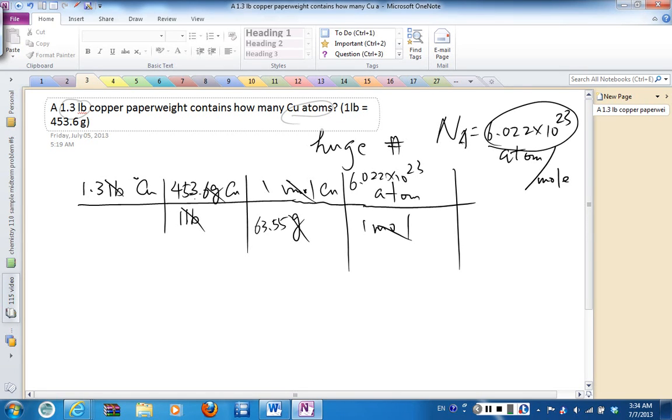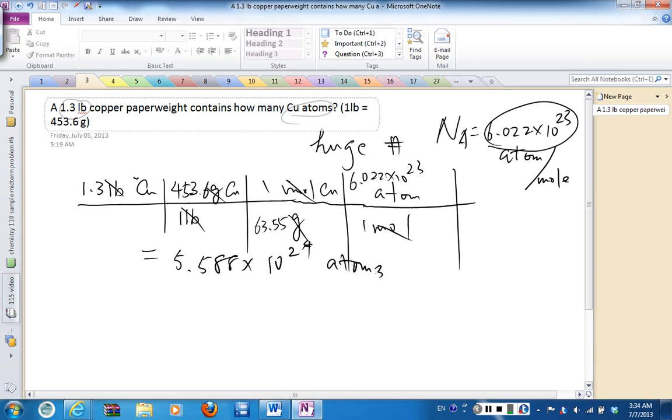1.3 times 453.6 times 1 times 6.022 times 10 to the 23rd, divided by 1, divided by 63.55. Okay, pretty easy calculation. Punch everything into your calculator in order and do your calculation. You find you get 5.588 times 10 to the 24th copper atoms.